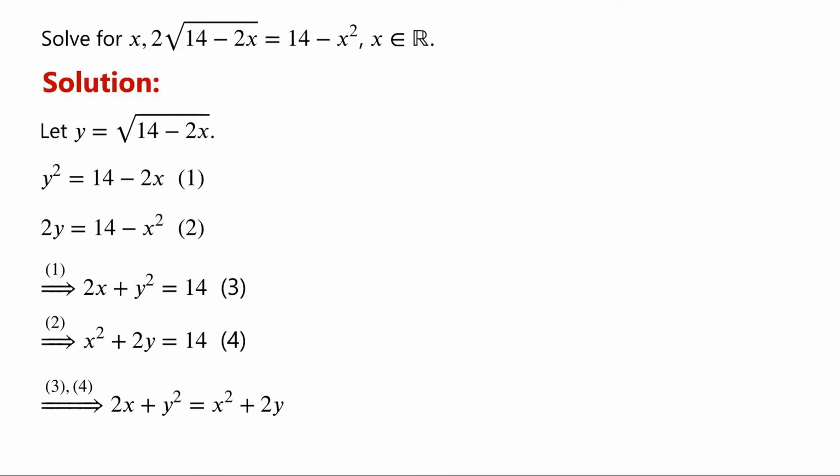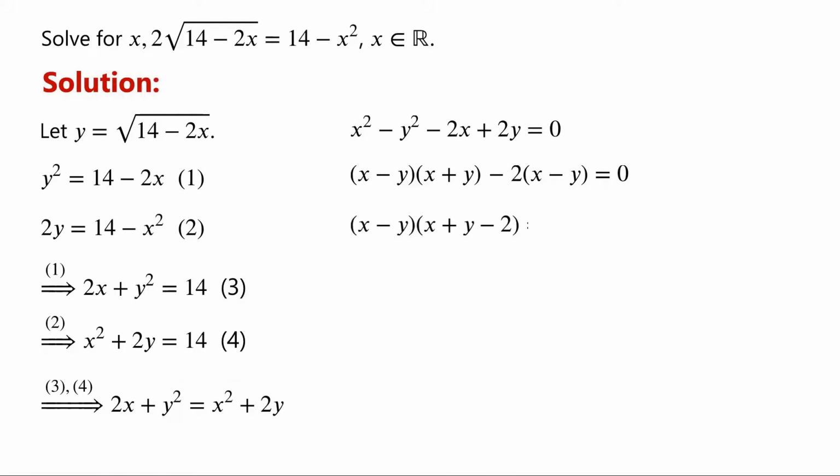From equations 3 and 4, we have 2x plus y squared equals x squared plus 2y. Rearrange the equation, we have x squared minus y squared minus 2x plus 2y equals 0. X squared minus y squared can be written as x minus y times x plus y. Negative 2x plus 2y can be written as negative 2 times x minus y. Now the two terms on the left-hand side of the equation have a common factor, x minus y. So they can be factored as x minus y times x plus y minus 2.